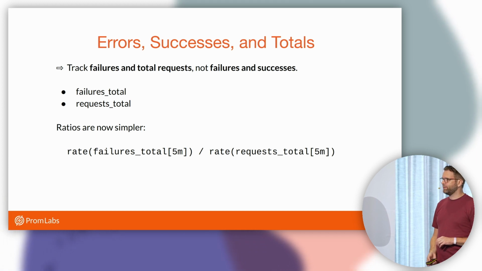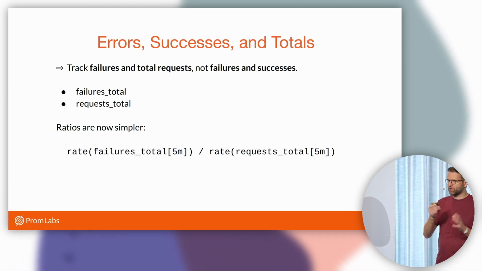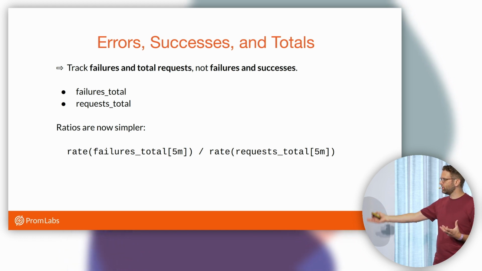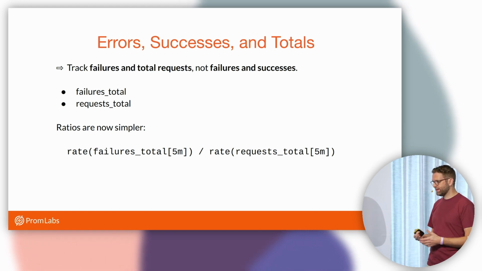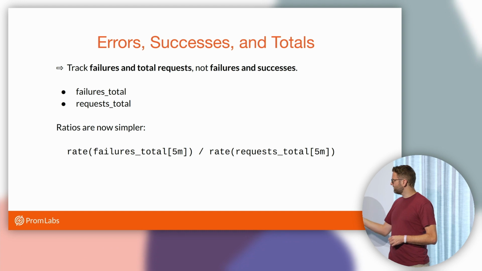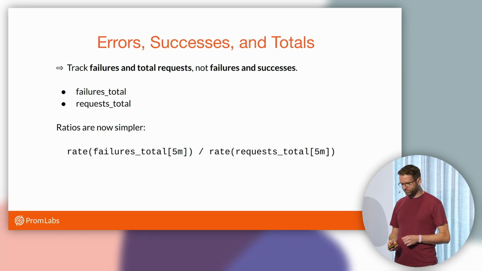So this all becomes easier if instead you track just the failures, the errors, and the totals, and not track the successes separately. Then it's a very simple ratio in the expression.